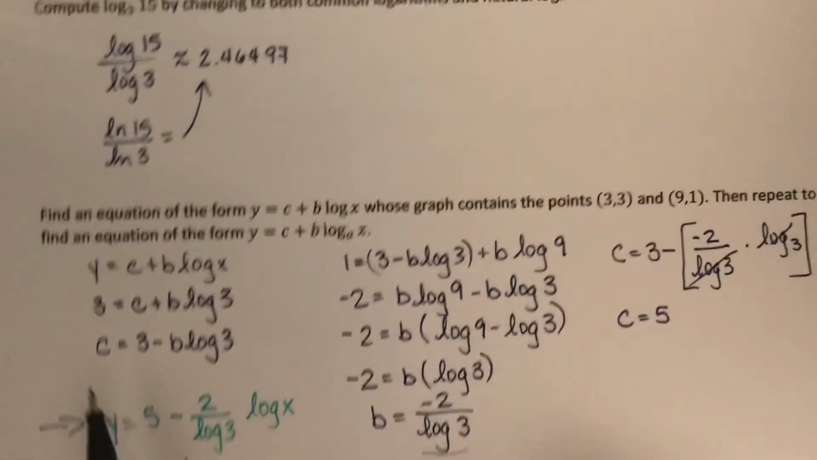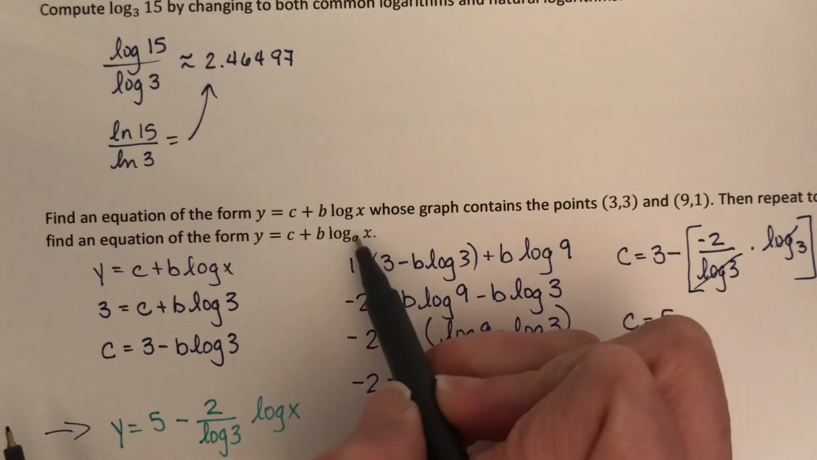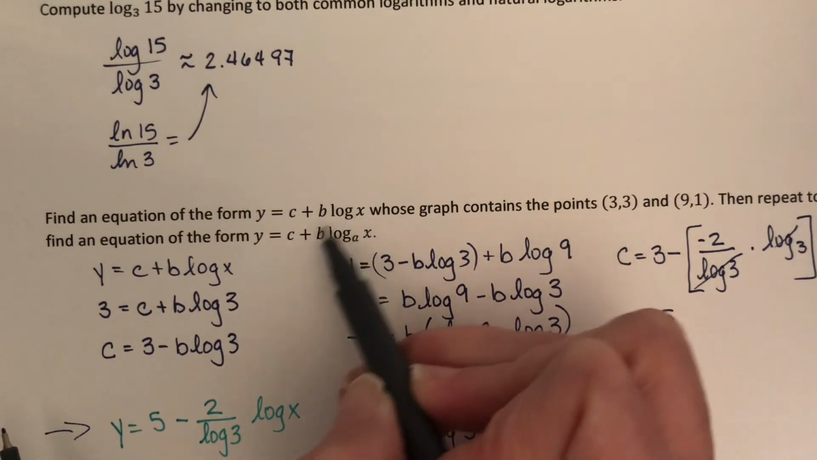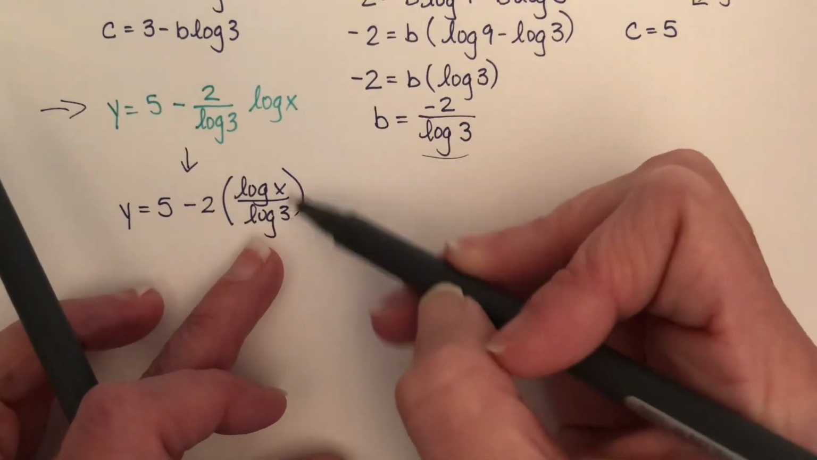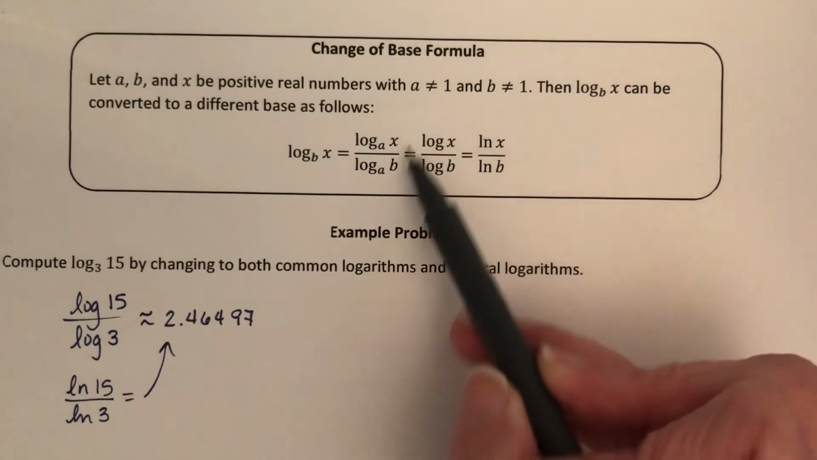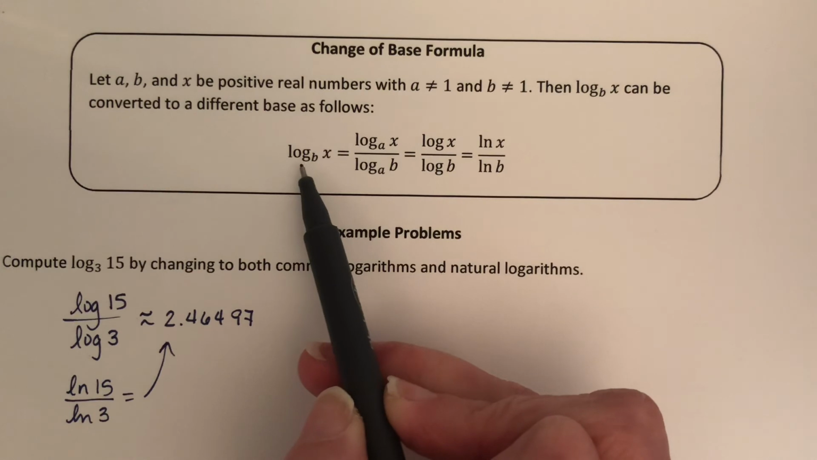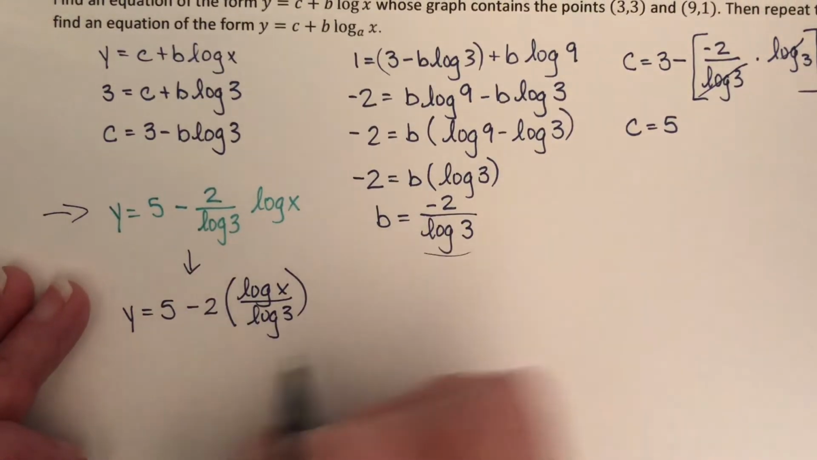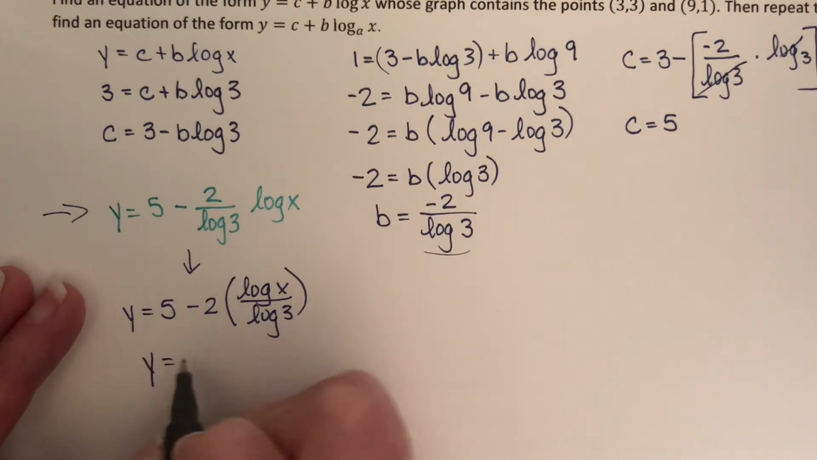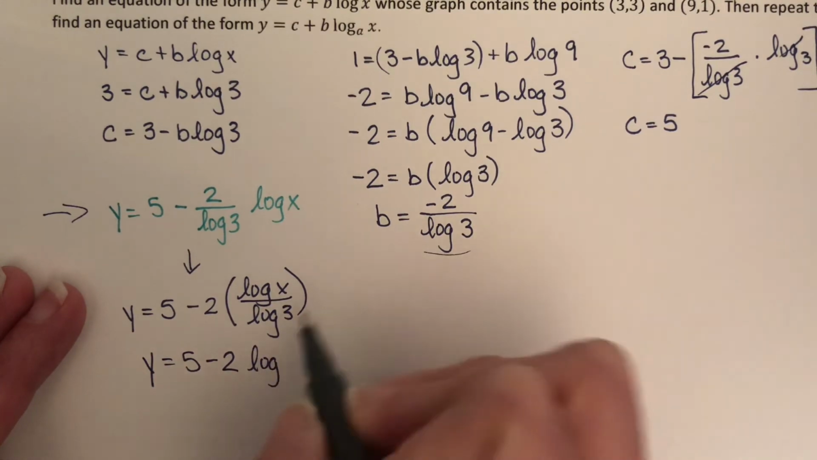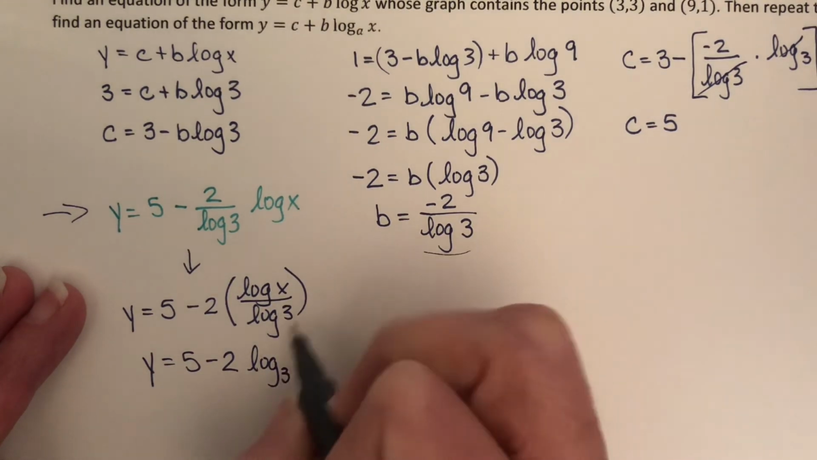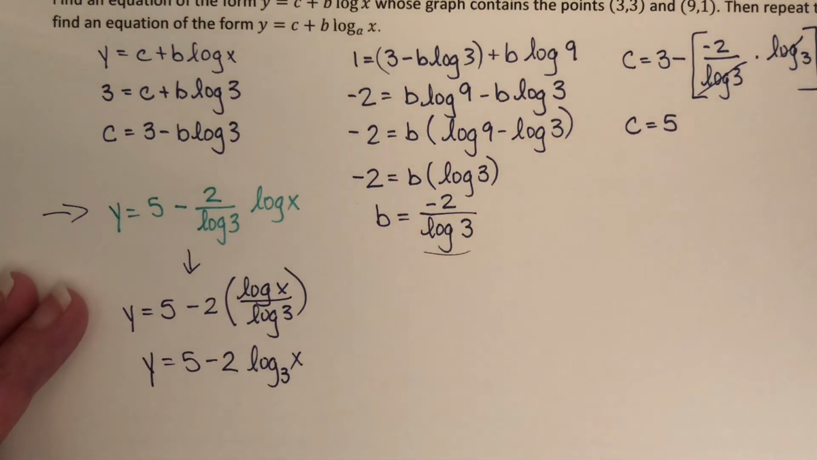Okay, now for the second part of this, they want it in log a form, log base a form. Well, if you look right here, this could very easily be a change of base. And I can basically start off like right here and go back to here. Okay, so this is the same thing as y equals 5 minus 2 log base 3 of x. And that's what they want for the second part.